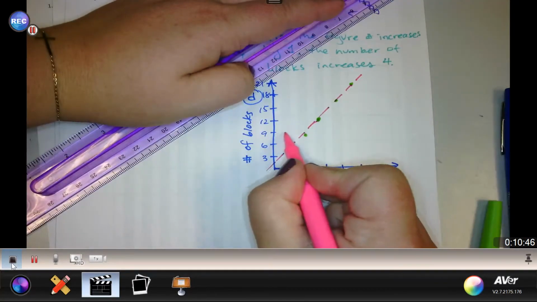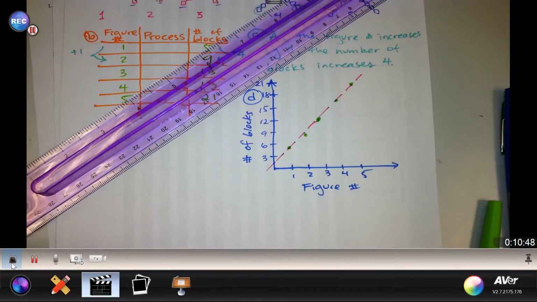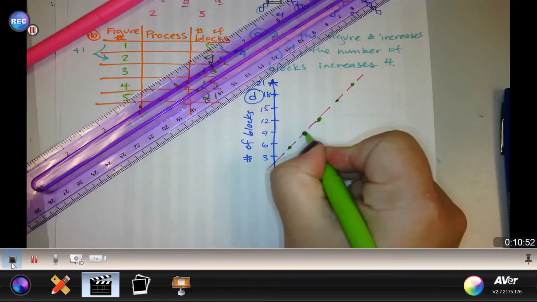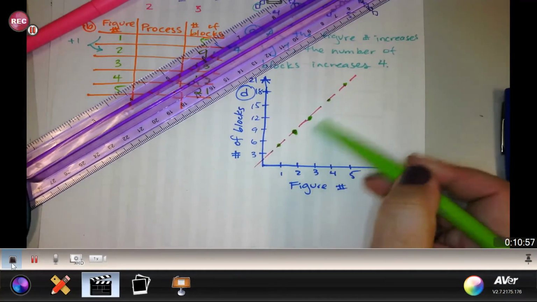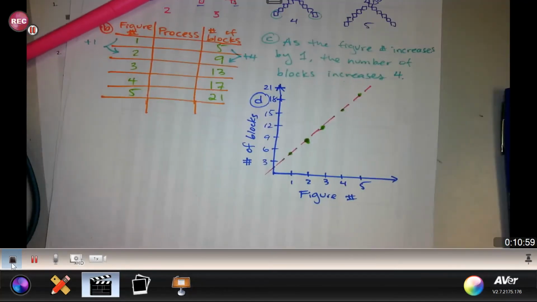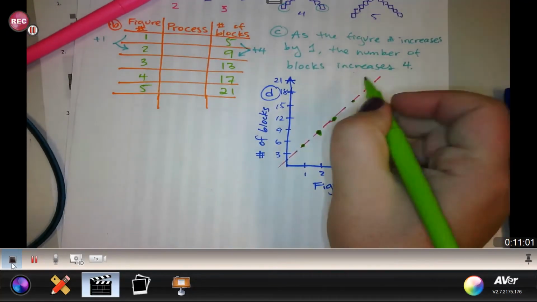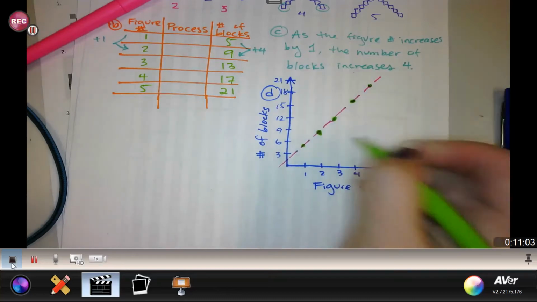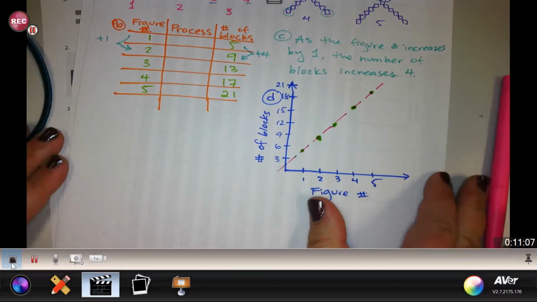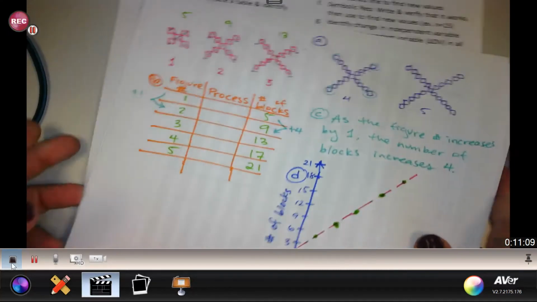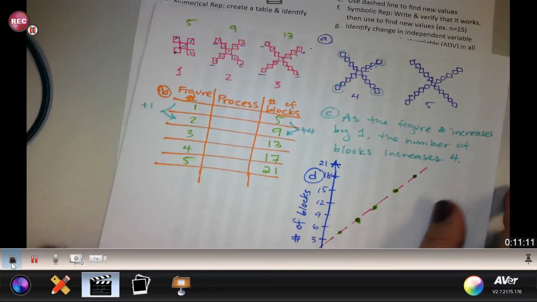Kind of looks like my 9 is off anyway. Like I just did a bad job drawing that one. It should be more like, there we go. Okay, and that's my dashed line. And remember, this is discrete because it's blocks, but I'm putting that dashed line in because I'm going to be able to use that to make predictions, and I'll come back and do that at the end because that's the structure I gave you for page 14 in your notebook.